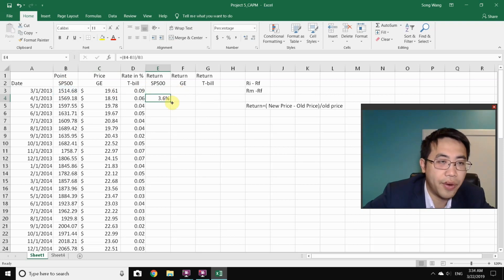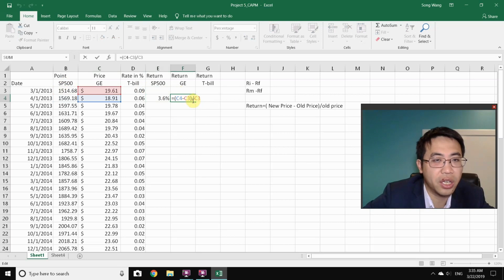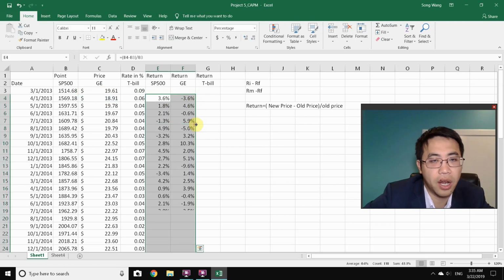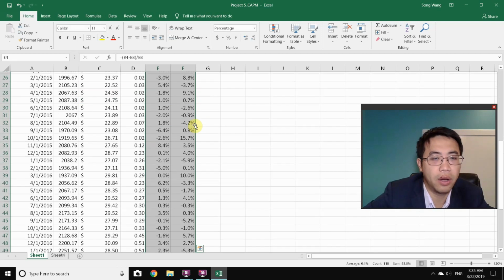All right. So after I have finished this return for April of the Standard & Poor's 500, then I just drag it to the right. So this is the return for GE. Once again, it follows the formula of new price minus old price divided by the old price. Okay, new is in the blue border minus old, in the red color, divided by the red. Okay, and then I just highlight them, drag it all the way down, or just double click on the right bottom corner to have all the returns generated.